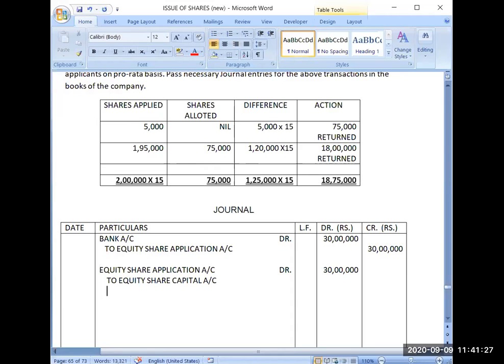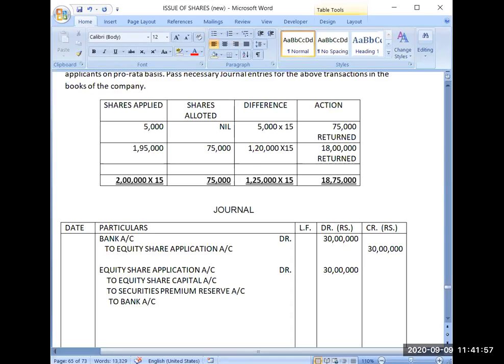And of the rest of the amount, some part is premium because you have issued shares at premium at the rate of ₹5 per share. Securities premium reserve account. Then the rest of the amount will go to bank. You will be returning the excess money which you are having through the bank account.